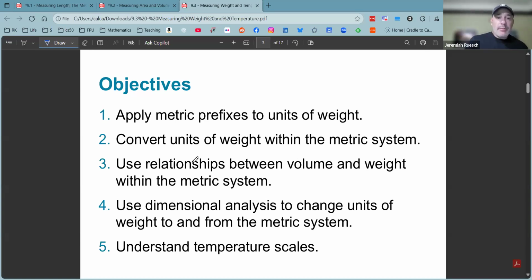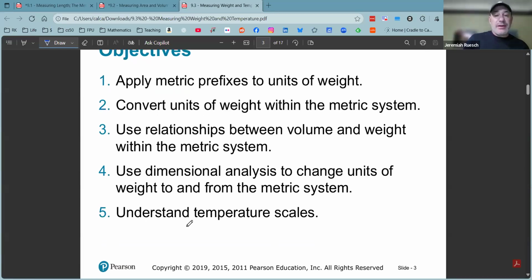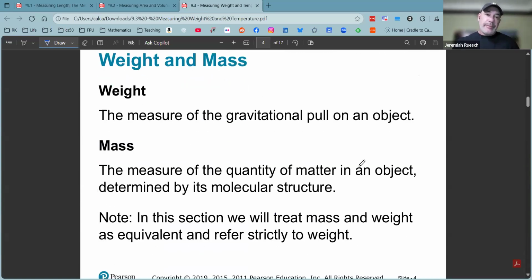In the third part, we're going to look at relationships between volume and weight within the metric system, and then using dimensional analysis to change units of weight to and from the metric system, and then understand the temperature scales. In that regard, knowing what the names are and some common ideas of what various temperatures are familiar to us and what they look like and sound like.